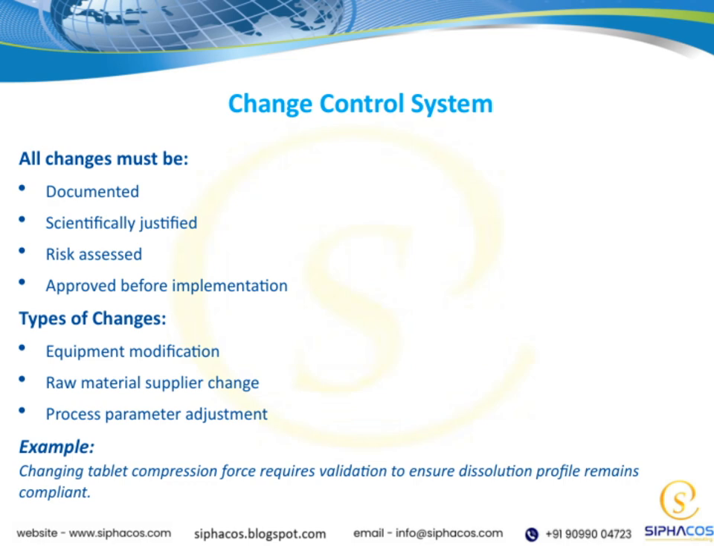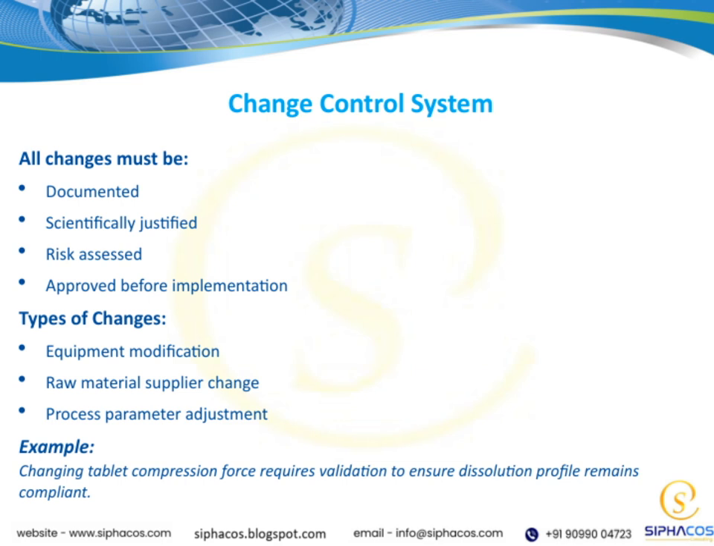There are different types of changes we might encounter. These include equipment modifications, such as upgrading or repairing machinery, changes to raw material suppliers, which can affect product consistency, and process parameter adjustments, like tweaking temperature or pressure settings during production. For example, if we decide to change the compression force on a tablet, we must validate this change. That means conducting tests to confirm that the dissolution profile stays within the specified limits, ensuring the product remains compliant and effective. Overall, this change control system is vital for maintaining product quality, regulatory compliance, and continuous improvement throughout our manufacturing processes.